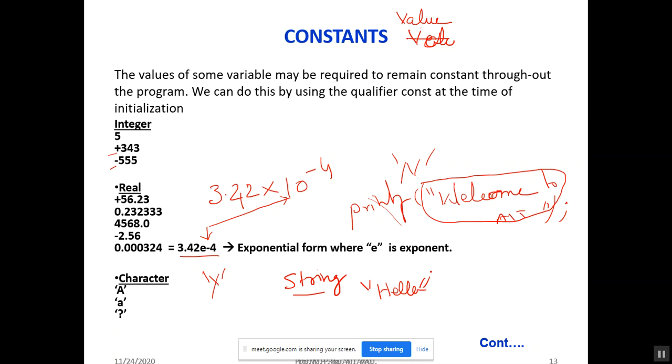We can represent a character in double quote string format also. If I am storing this in this way, then this and this are different.